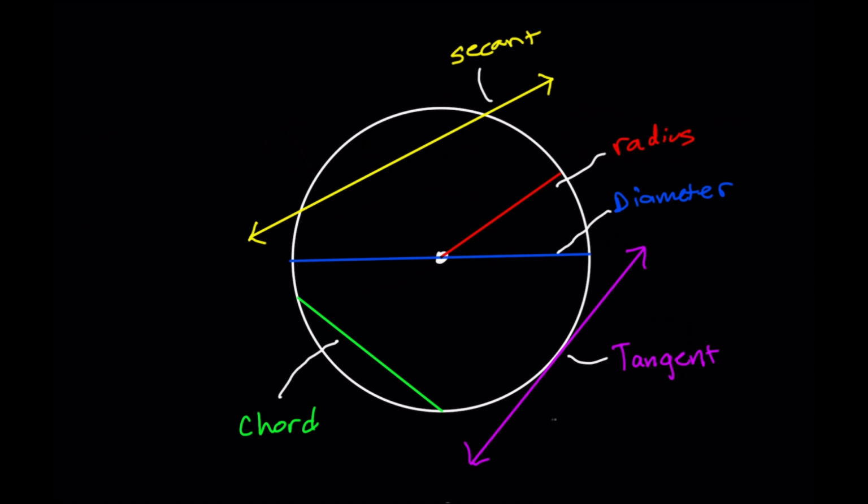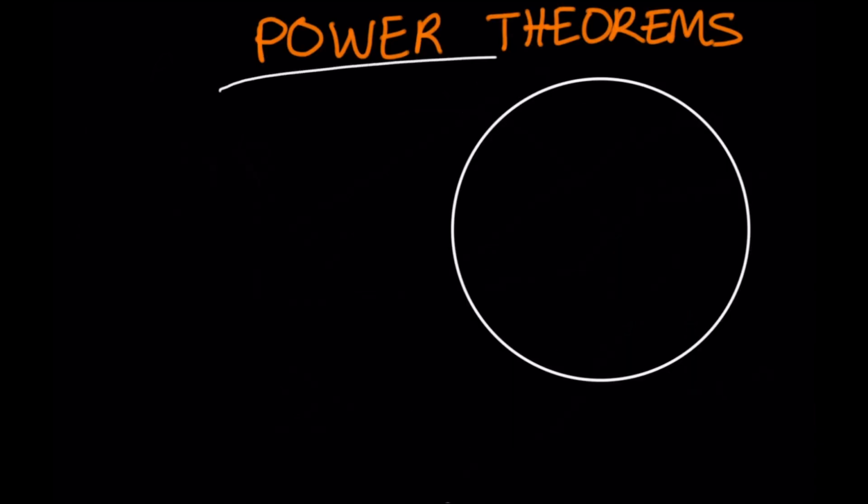So those are lines in a circle, and now let's move on to the next thing. Now we're going to go over power theorems. Power theorems is basically a combination of chords, secants, and tangents on a circle together, and theorems that will solve for the missing length of these chords, secants, and tangents. So there are 3 power theorems that we want to know in geometry. The first one is going to be chords.